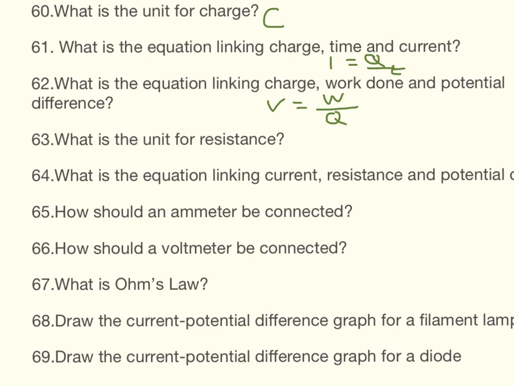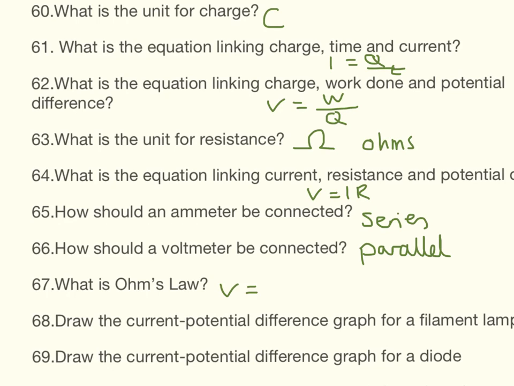Resistance is measured in ohms. That can also be written like that. And the equation linking things up is V equals IR. So an ammeter should be connected in series and a voltmeter should be connected in parallel. So Ohm's law is just this equation here, showing that there is a linkage between the potential difference and the current.